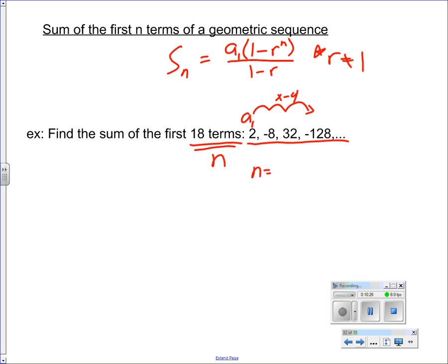So I know n is 18. My first term is 2. Common ratio -4. That's everything I need to plug into the formula. So the sum of the first 18 terms is going to be 2 times 1 minus -4 to the 18th, over 1 minus -4.